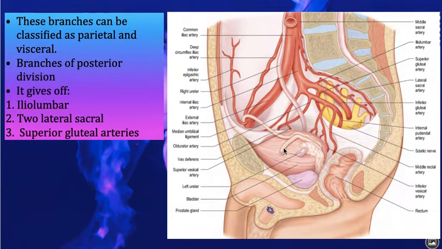Now, these branches can further be classified as parietal and visceral. We'll come to that later on. Firstly, the divisions of the posterior part. It gives off the iliolumbar artery. Can you see this is the iliolumbar artery? The 2 lateral sacral arteries, and the superior gluteal artery. This is the superior gluteal artery.